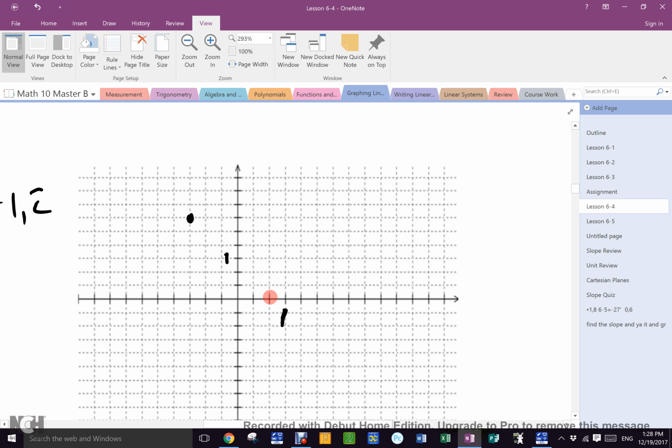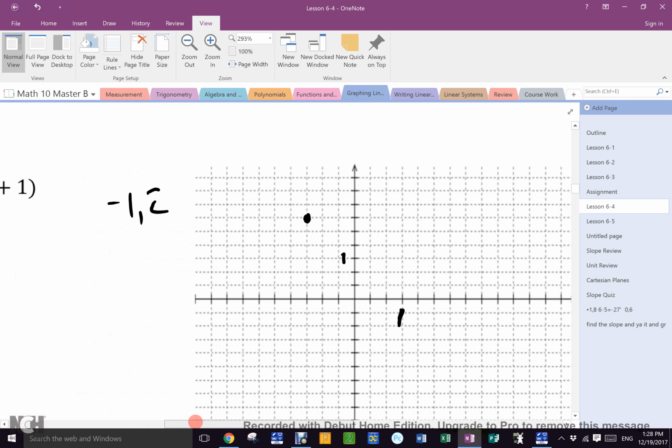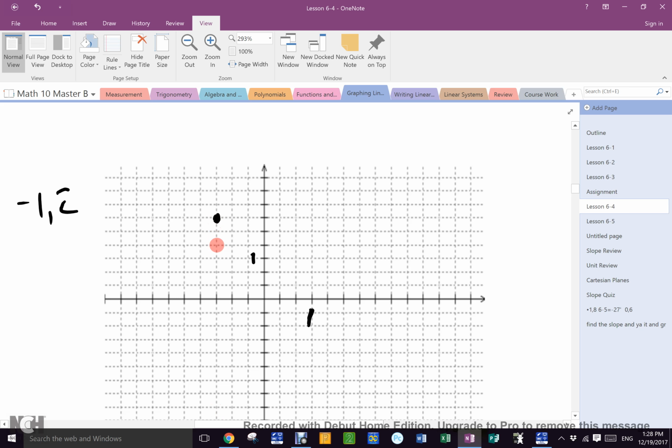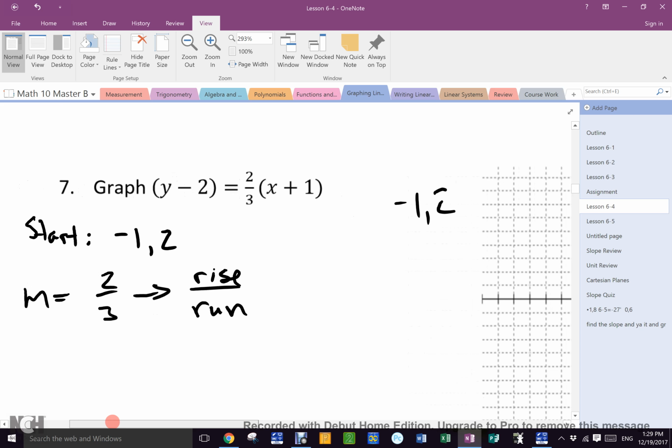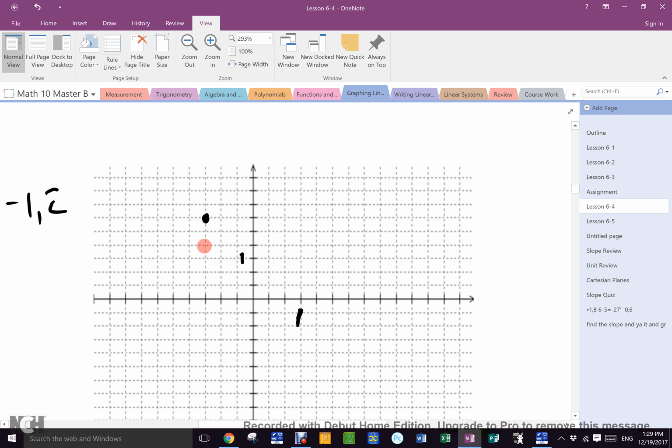Yes. So I go down where? Down 2. 1, 2, and right 3? Left 3. Which is it? Left. It's a positive slope. So down 2 and left 3. It's left, because you need a negative and a negative to keep the slope positive. If I went the other way, it'd be up 2 and over 3.